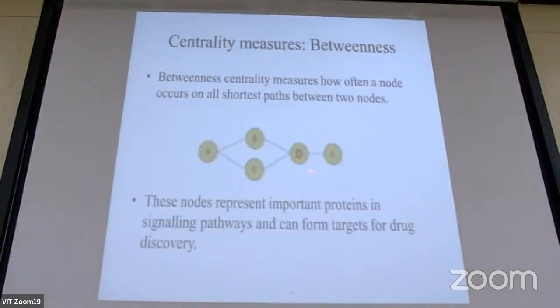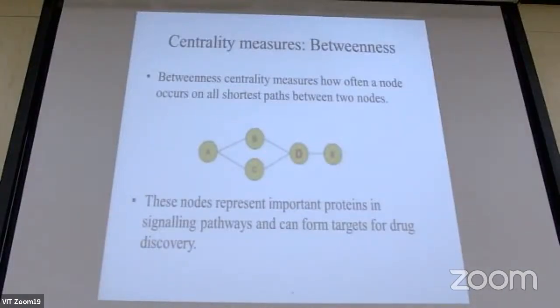Okay, the next one is betweenness. Betweenness is also somewhat similar to closeness, but still, since the term exists, you need to know. Betweenness centrality measures how often a node occurs on all shortest paths between the nodes. This seems to be the same term repeated gently, but we will see this network. These nodes represent important proteins, for example, C. When you bypass C, could you reach E? Yes, A to B to D, E.